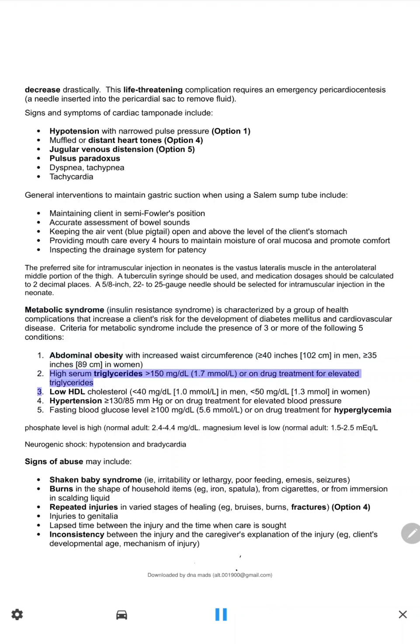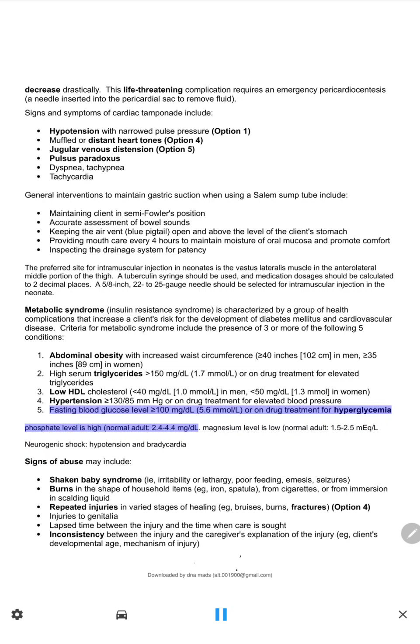2. High serum triglycerides greater than 150 mg per deciliter, 1.7 mmol/L, or on drug treatment for elevated triglycerides. 3. Low HDL cholesterol, less than 40 mg per deciliter in men, less than 50 mg per deciliter in women. 4. Hypertension greater than or equal to 130/85 mm Hg or on drug treatment for elevated blood pressure. 5. Fasting blood glucose level greater than or equal to 100 mg per deciliter, 5.6 mmol/L, or on drug treatment for hyperglycemia.